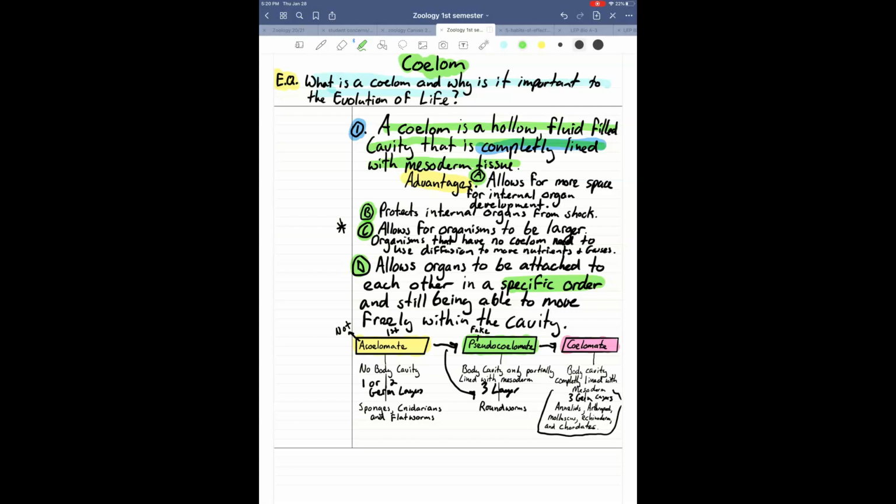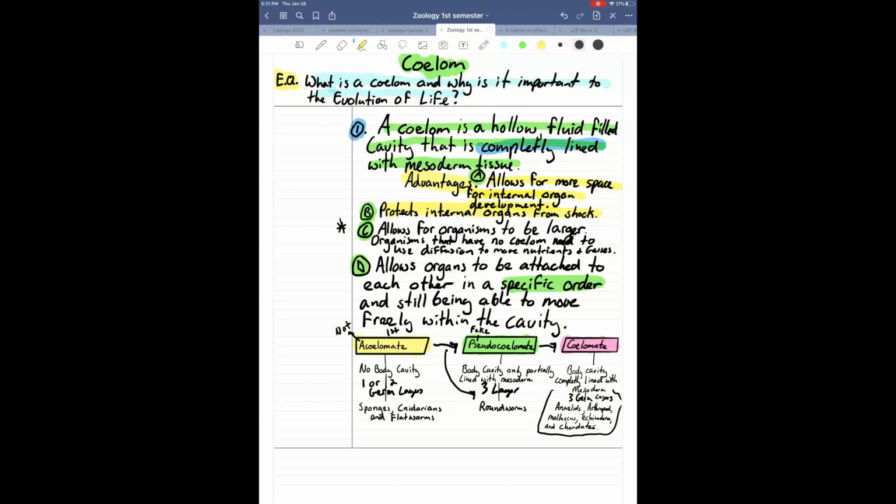Now, there are some advantages to having a coelom, and that's the main thing I want you to focus on, are these advantages. So the first advantage is that it allows for more space for internal organ development. So it gives that developing organism a room for internal organs to develop. And remember, when we're talking about that word cavity, cavity just means an empty room. Now, another advantage is that it protects the internal organs from shock. So as you're running around, it protects those internal organs from shock from the outside.